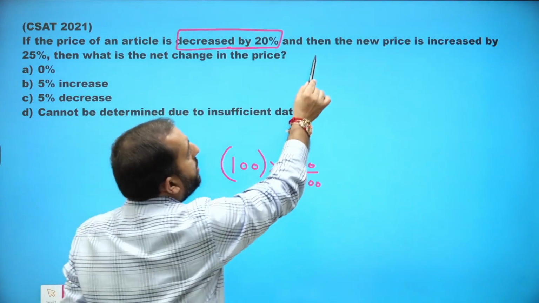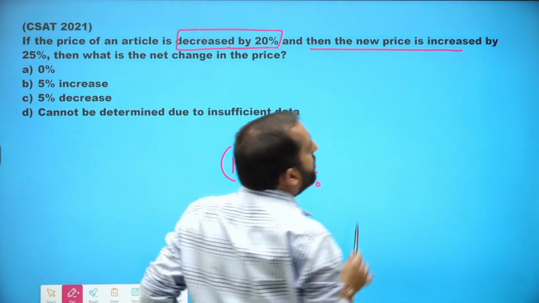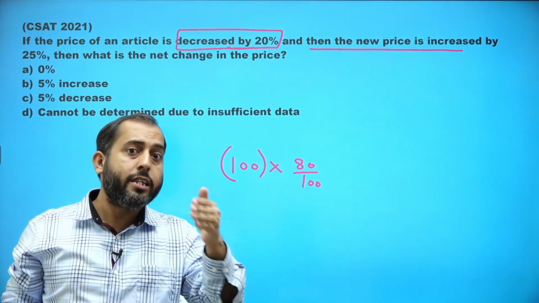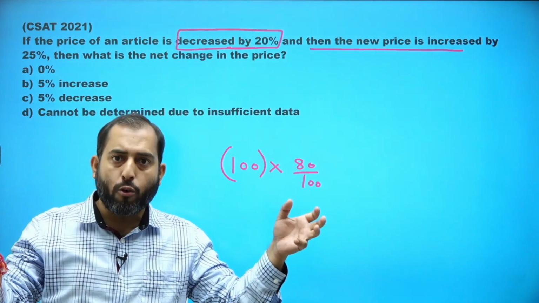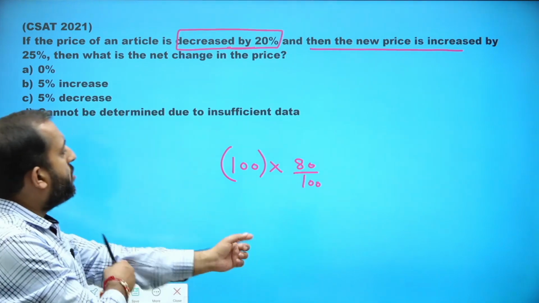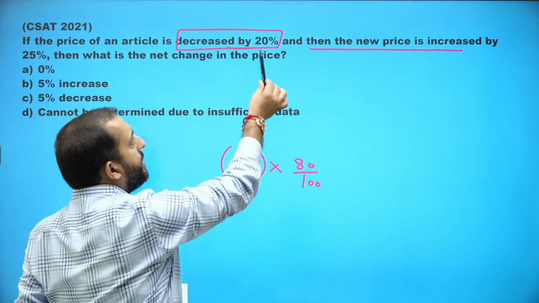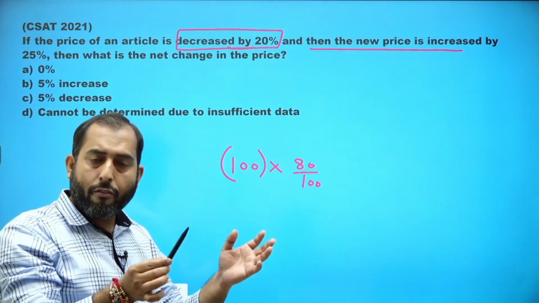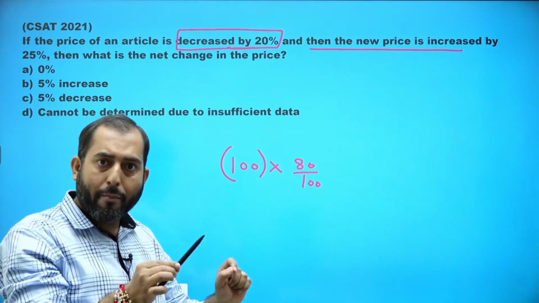80% means 80 by 100. Now, then the new price. If you read this question completely, you will find out that successive change is going on in this question. That is why we can follow this technique. So with a 20% decrease, 100 minus 20, the article will become 80% of itself, 80 by 100.